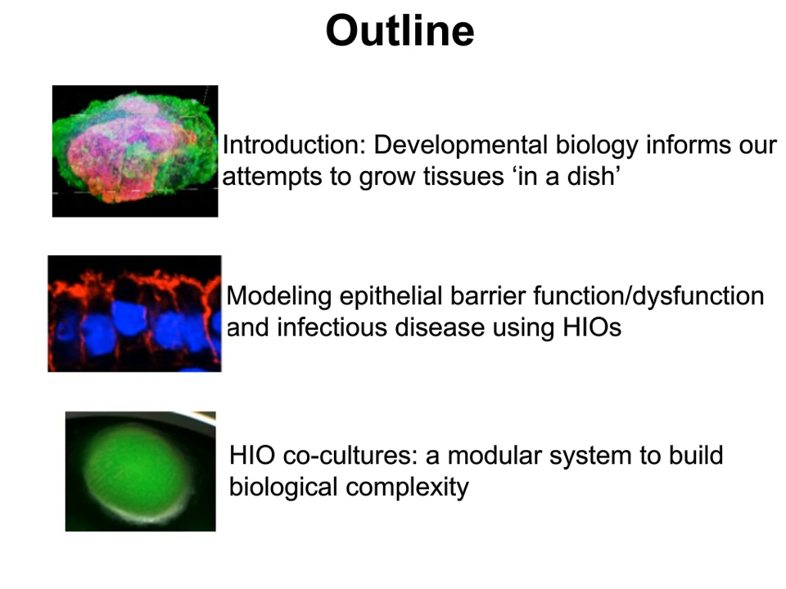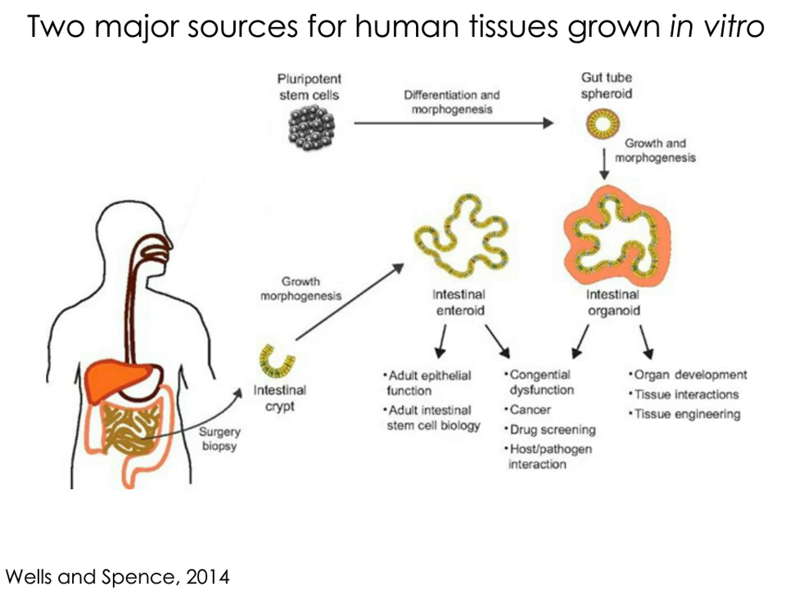Okay, so to begin with, I'll start by saying that there are really two major sources of human tissues that we grow in vitro or in the tissue culture dish. As shown by this schematic, we can start with pluripotent stem cells and use directed differentiation, which I'll talk about a little bit more in future slides, in order to generate these three-dimensional tissues that we call organoids. We can also start with tissue derived from a patient.